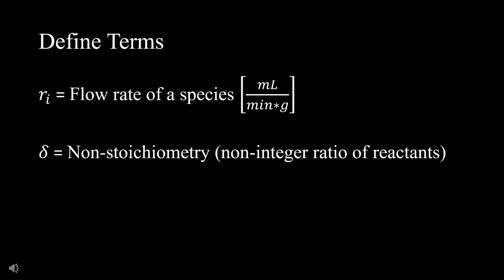First, we have to define the necessary terms that will be used to make the plots. Ri is the flow rate of a particular species, and delta is the non-stoichiometry, which is how much oxygen has been removed from the ceria relative to CeO2. This means that the quantities of the reactants are not integers. In this presentation, I will show how these two variables change with time.